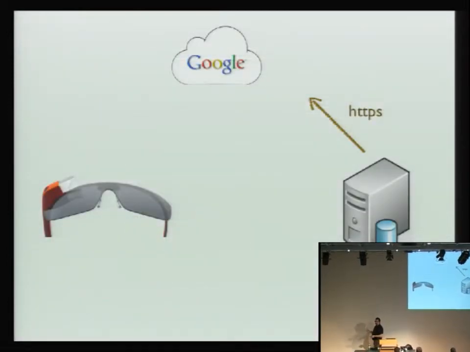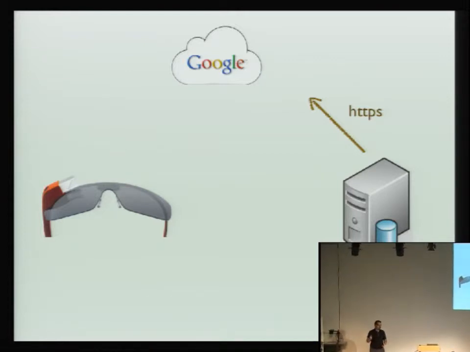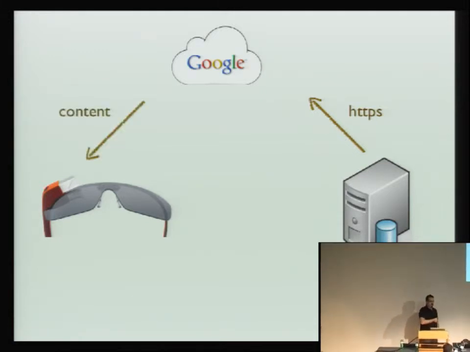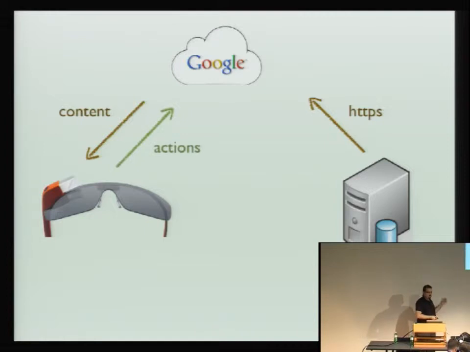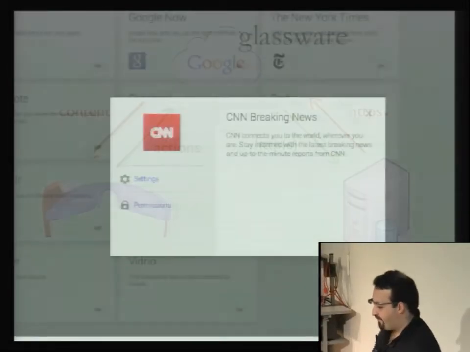Then the server, because it's a cloud-based app, your server will use HTTPS to connect to the Google server, and the Google server will send the content to the glass, right? If I'm doing something with the content, like doing some kind of action, then the action goes through the Google Cloud again to our server. So that's the basic architecture. It's a simple architecture, but that's how all the apps available right now for Glass are working.